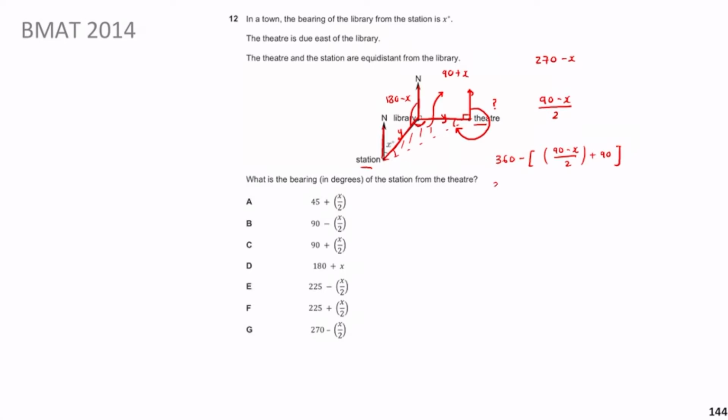So, doing a bit of tidying up, 90 over 2 is going to be 45, minus X over 2, plus 90. Then you get 360 minus (45 plus 90), which is 135, minus X over 2. And then you get 360 minus 135, which is 225. Yep, so you've got 225. But be careful here, guys: minus X over 2 is going to be plus X over 2. So the answer you should get, guys, is F.